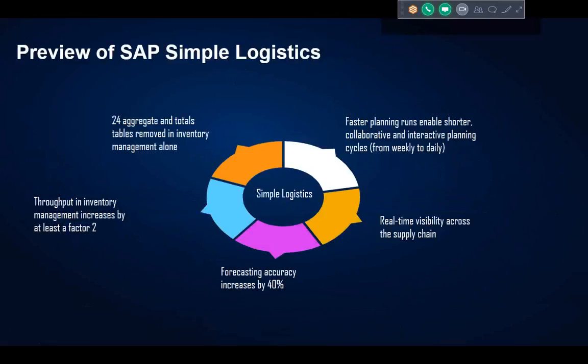Preview of simple logistics. So your forecast accuracy increases by 40%. Real-time visibility across your supply chain, faster planning runs, 24 aggregates and totals, and then throughput in inventory management increased by at least a factor of 2. This is SAP Simple Logistics.